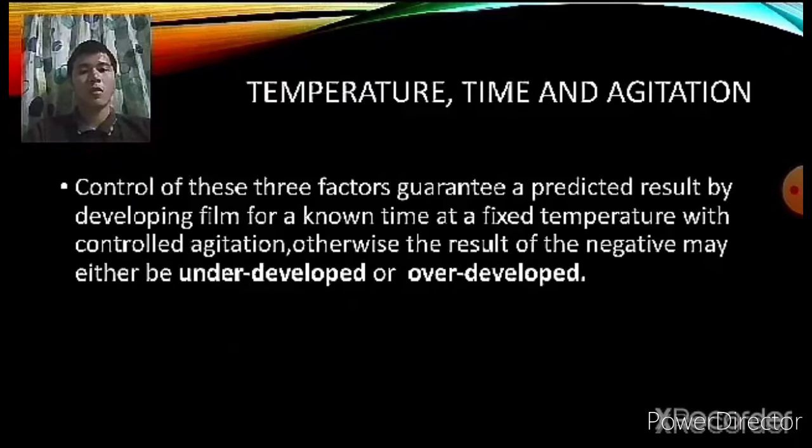Temperature, time, and agitation. Control of these 3 factors guarantees a predicted result by developing film for a known time at a fixed temperature with controlled agitation. Otherwise, the resulting negative may be either underdeveloped or overdeveloped.